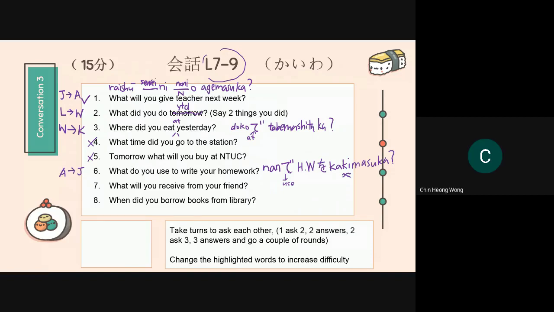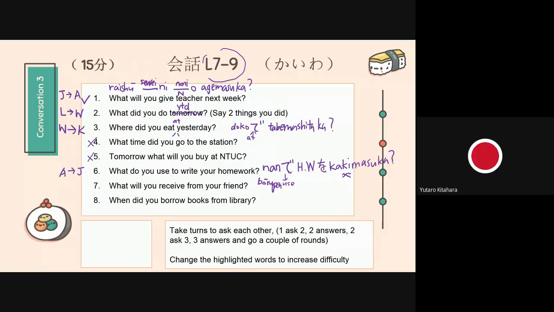Ballpen o kakimasu. Hey, one more time. Ballpen o kakimasu. Okay, very good. I get your answer already. However, particle again. What particle should you use? Ballpen o. Okay, so I heard when I say there, how there or o, which one is correct?